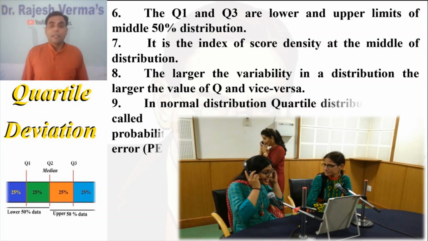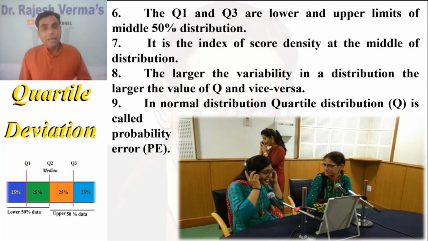Then in normal distribution, quartile deviation is also known as the probable error, or PE. So sometimes you may be asked objective type questions pertaining to this point. What is the probable error as far as the normal distribution is concerned? You must say it's the quartile deviation. This deviation means half of the range of the middle 50% of the data. So it is also known as the probable error.